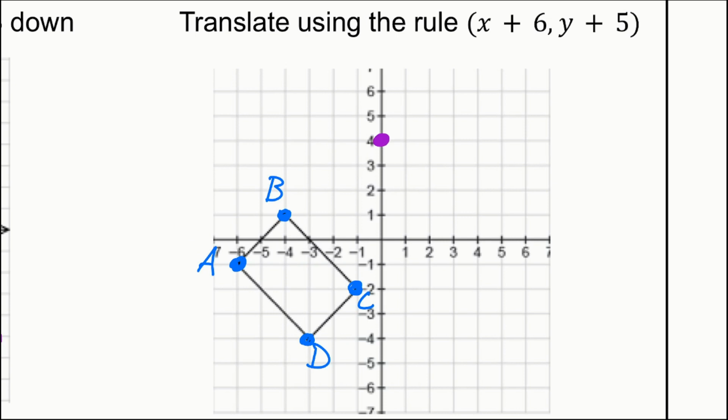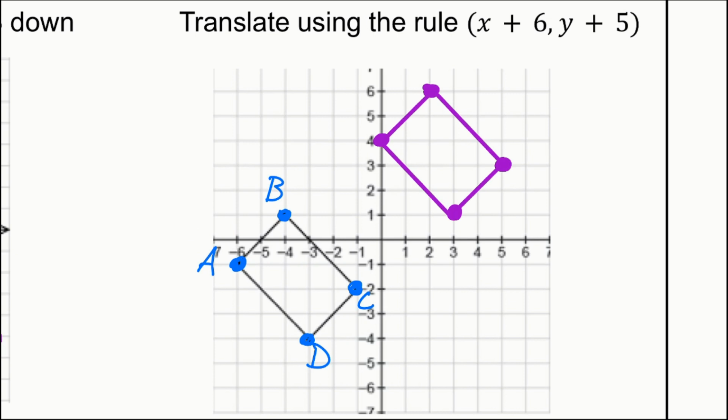Then B prime: 1, 2, 3, 4, 5, 6 and 1, 2, 3, 4, 5. That would be B prime. C prime is 1, 2, 3, 4, 5, 6 and 1, 2, 3, 4, 5. That's C prime. And 6 right, 5 up for D: that would be D prime.